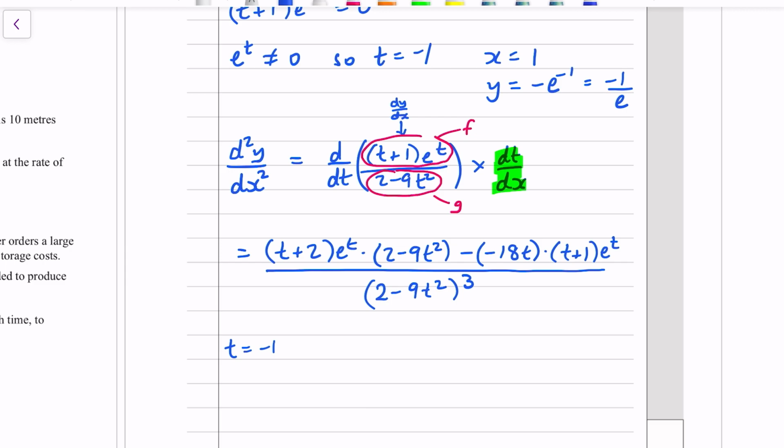You substitute the point in that you're wanting to test. Now this is a nice value because a whole heap of the stuff disappears. This whole factor here is going to cancel when you make t equal to minus 1. And so we get 1 times e to the negative 1 times 2 minus 9, all divided by 2 minus 9 cubed.